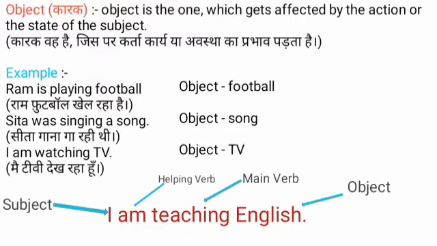Now number 3, object. Object is the one which gets affected by the action or the state of the subject. For example, Ram is playing football. Object, football. Sita was singing a song. Object, song. I am watching TV. Object, TV.